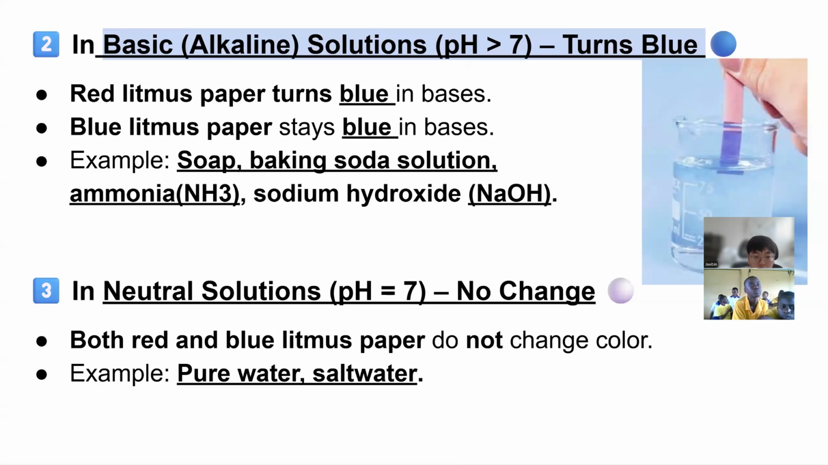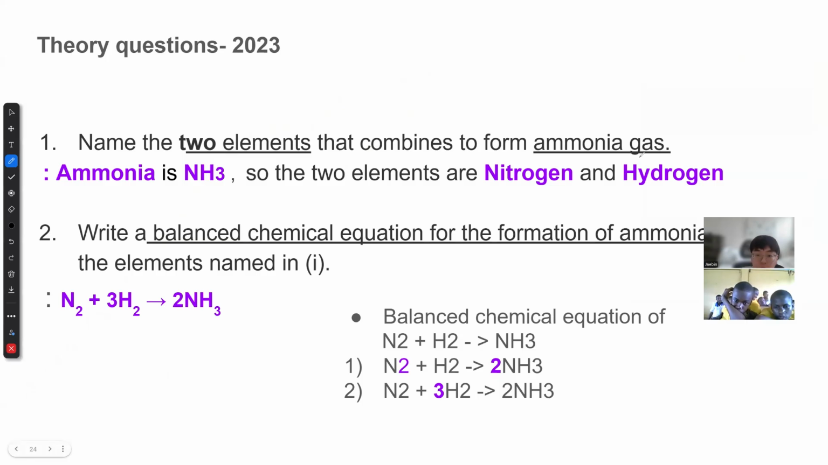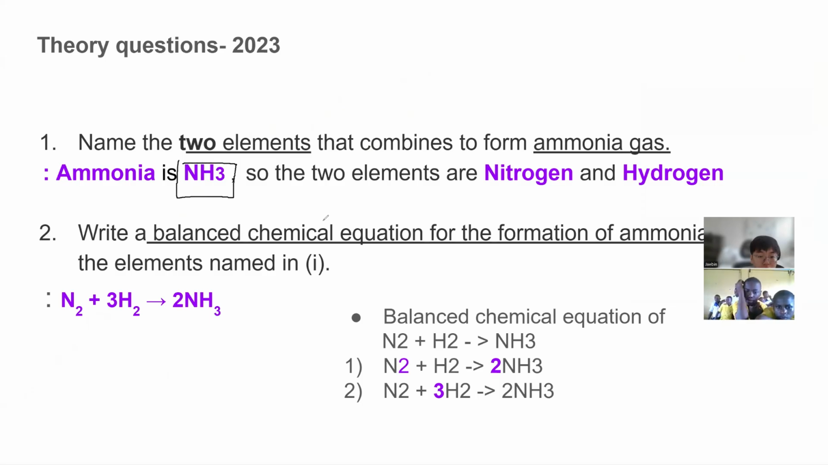Okay, so I can continue, right? So let's look at this theory. Name the two elements that combine to form ammonia gas. Ammonia is NH3. So what are the two elements? Nitrogen and hydrogen. Yes, that's right. It's nitrogen and hydrogen. That's simple.